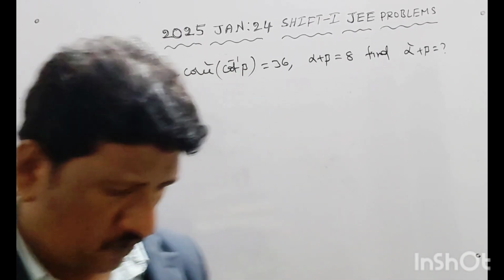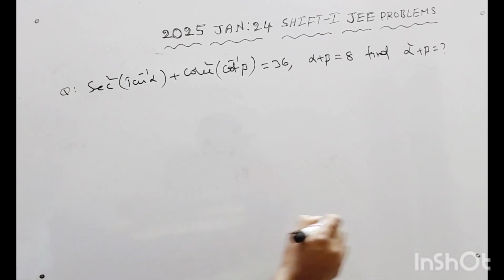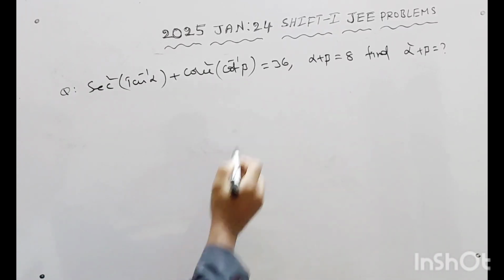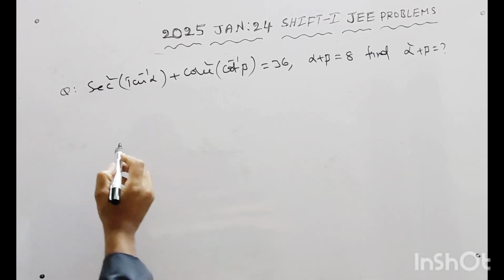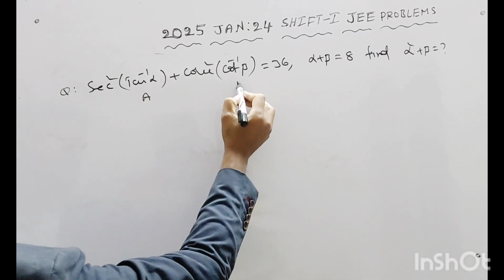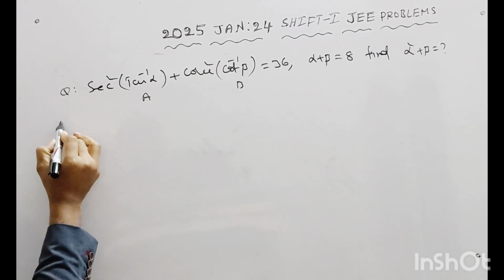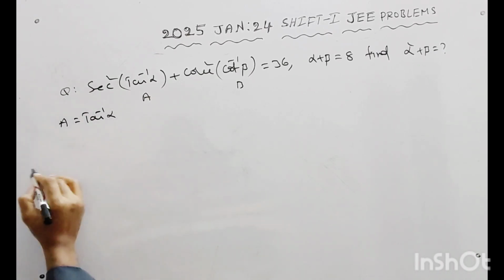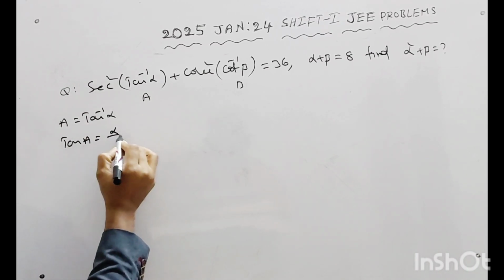Yes, students, this is the question from inverse trigonometry. This part is 36 and alpha plus beta value is 8. Then find the value of alpha square plus beta. First of all, you take this function as a and this function as b. So that a is equal to tan inverse of alpha. Then here tan a is equal to alpha by 1.